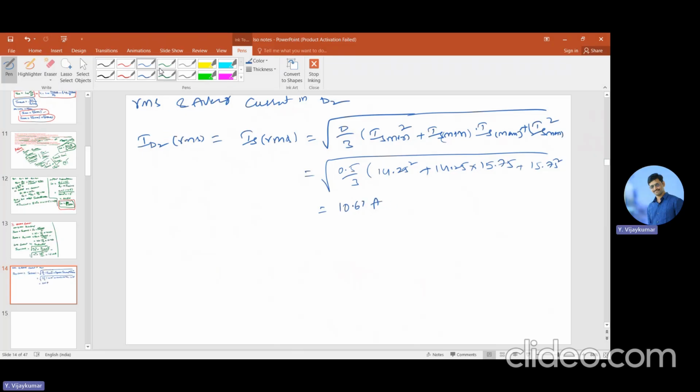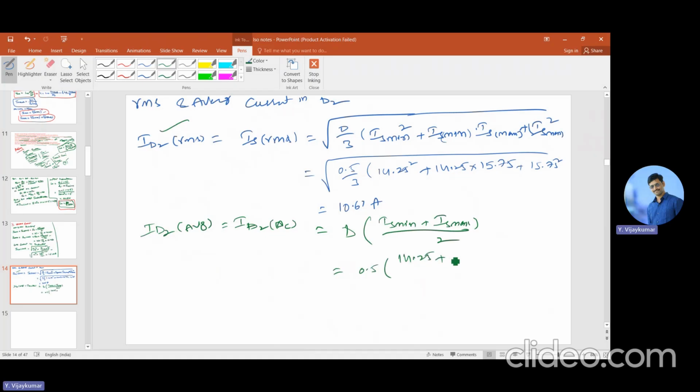So this is about the RMS current, right? Next, if I find out the average current, ID2 average or ID2 DC current, it is D into the average of IS minimum plus IS maximum divided by 2. So D is 0.5, IS minimum is 14.25, IS maximum is 15.75, divided by 2. So you'll get 7.5 amperes. So this is one current flowing through D2 here.